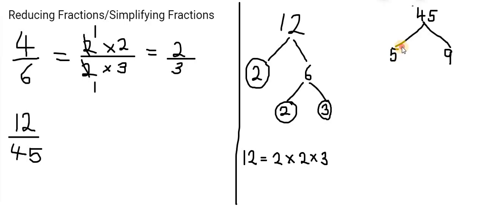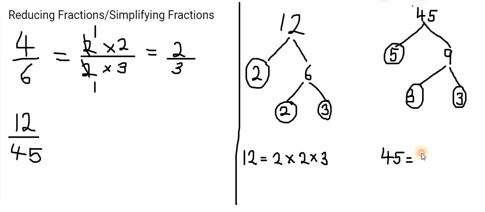5 is a prime number, so we circle that. 9 is not, but 3 is a factor of 9. The number that goes with 3 to make 9 is another 3, and they're both prime numbers, so we circle both of them. So 45 is equal to 3 times 3 times 5.